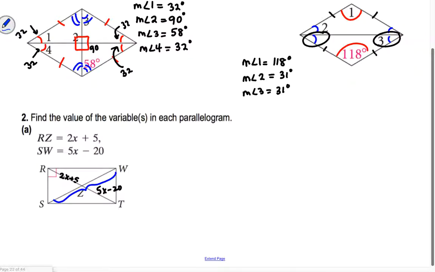Oh, so we have a 90-degree marking. Since the opposite sides are congruent, this is also 90 degrees over here. And since consecutive angles are supplementary, these are both 90 degrees. So what shape do we have? So it's not just a parallelogram, it's a rectangle, right?